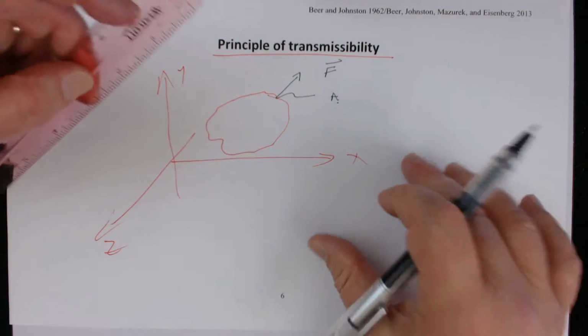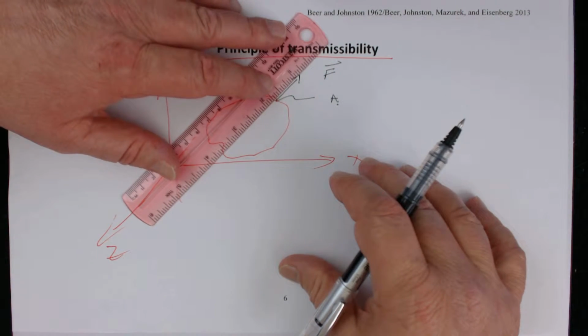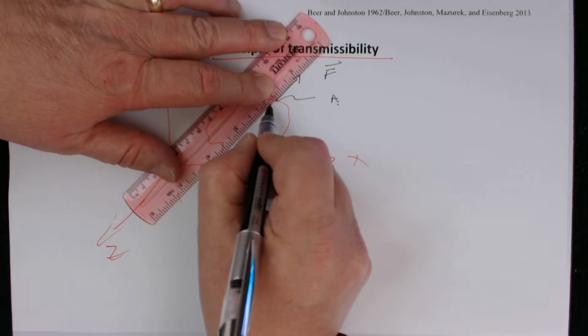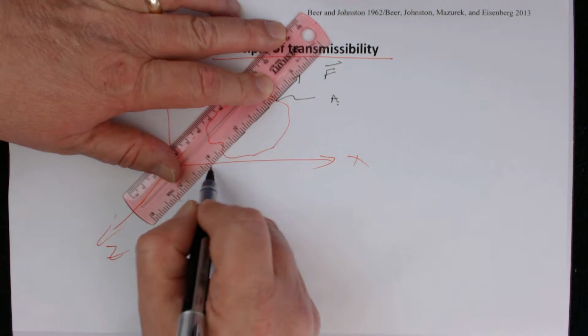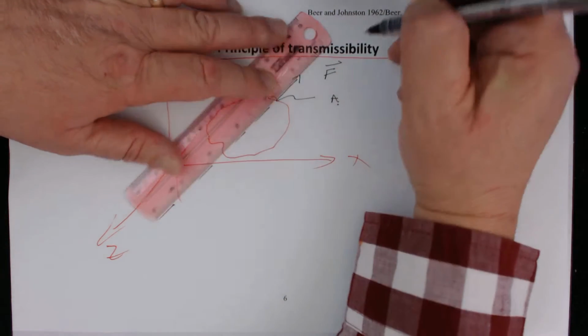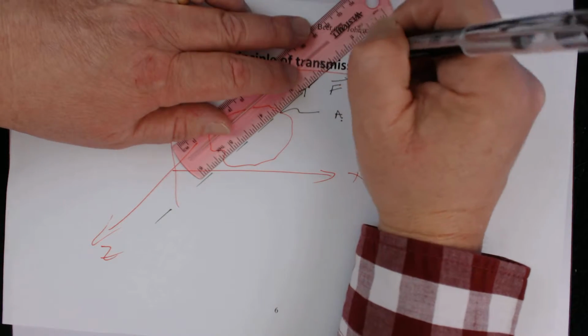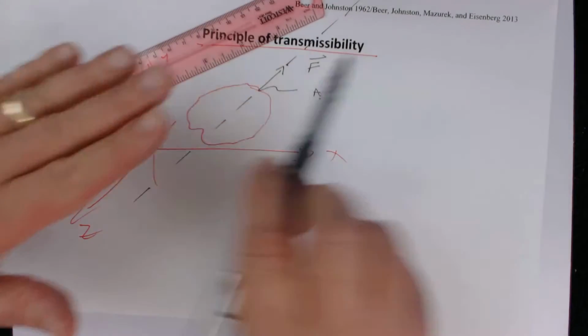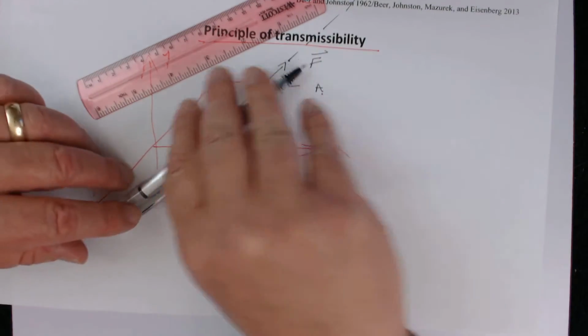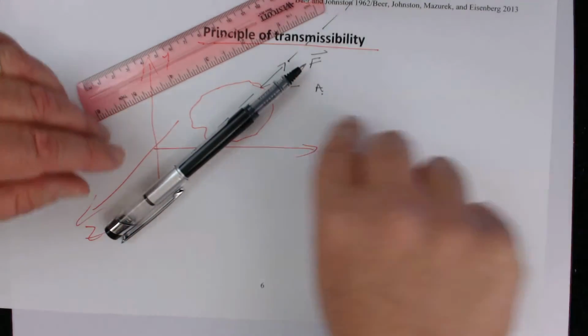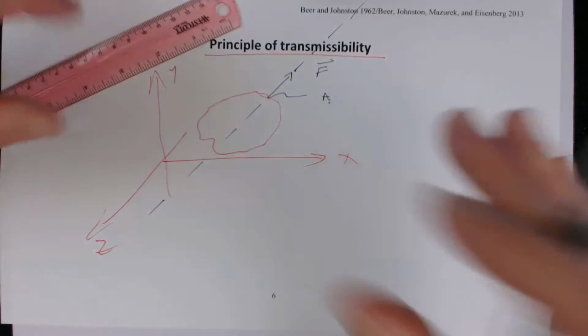Now, if that's the case, what I'm telling you about this principle of transmissibility is I can come in here and I can define the line of action of that force. And what I mean by that is I just imagine that that's an arrow. That's sort of what a vector is. And I just extend the tip on out in that direction and then back in this direction.